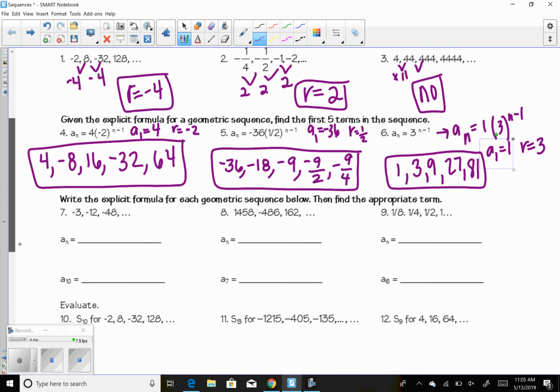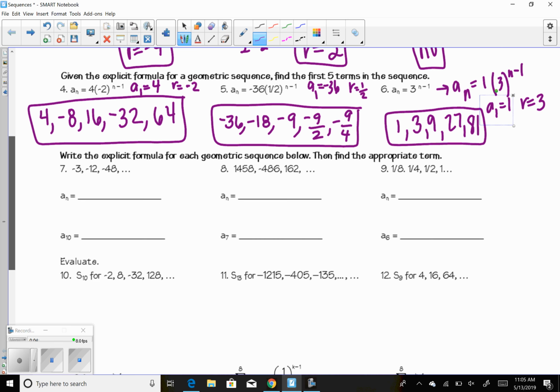Okay? All right, so moving down. So write the explicit formula for each geometric sequence below. All right, so the important thing that you have to do first is you have to figure out the first term, and you have to figure out what you're multiplying by.